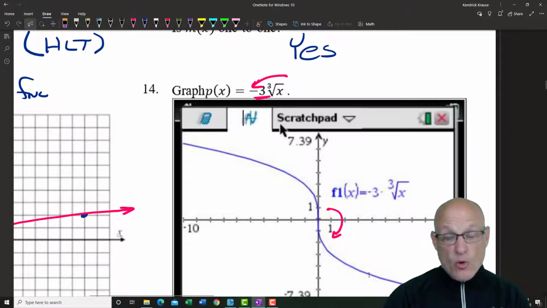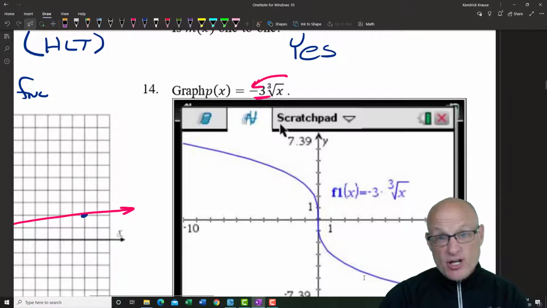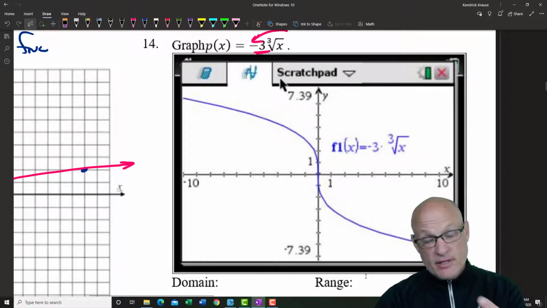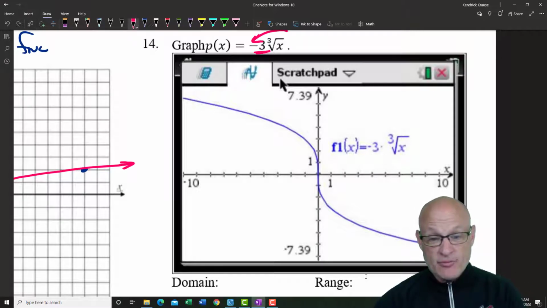So normally the cube root of 1 is 1. But now we're going to multiply it by negative 3, so that's down here at 1. That point right here would be 1, negative 3.